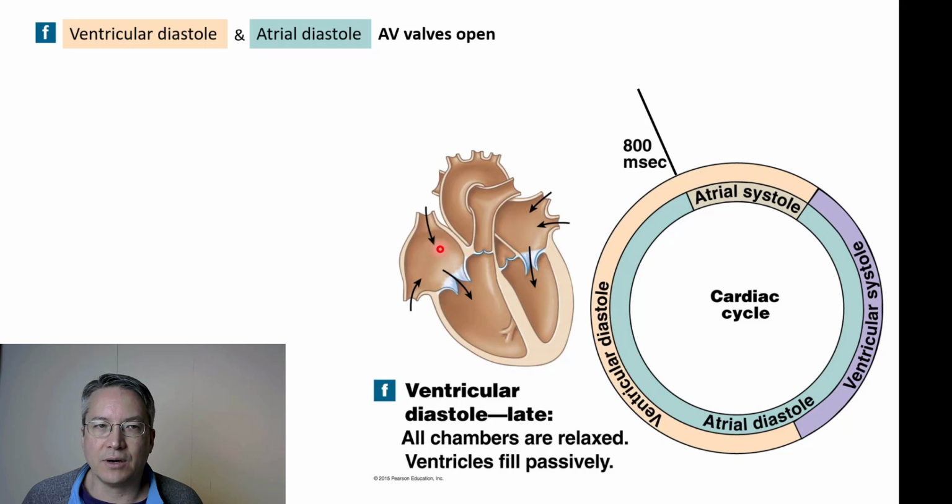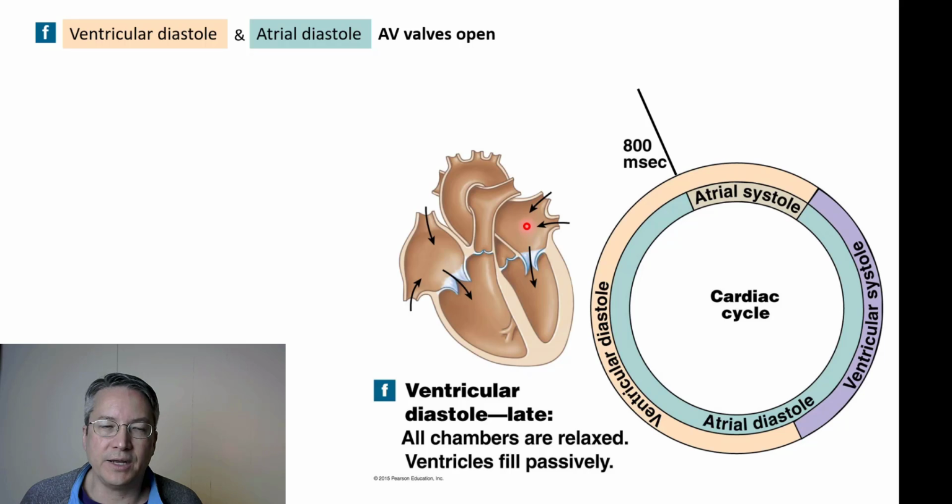On the right side of the heart, blood is returning from the systemic circulation through the superior and inferior vena cava. On the left side of the heart, blood is returning from the pulmonary circulation through the pulmonary veins. These pulmonary veins carry oxygenated blood from the lungs to the left atrium.